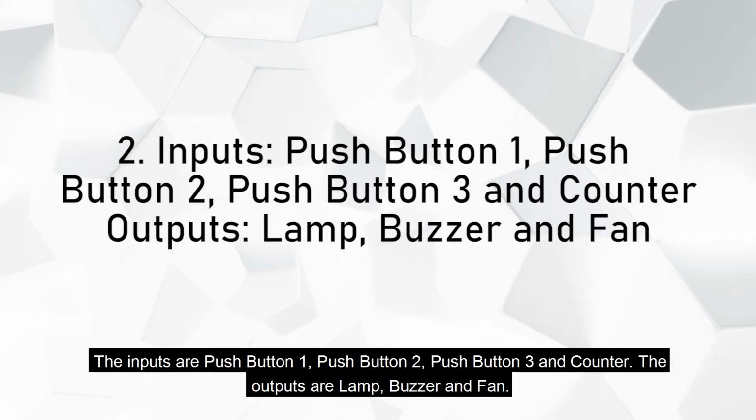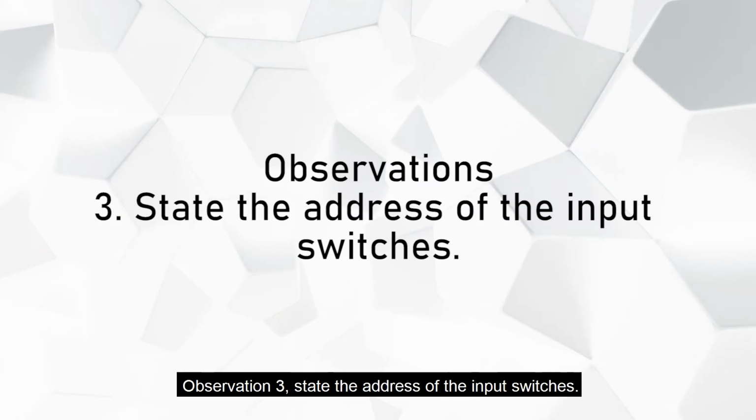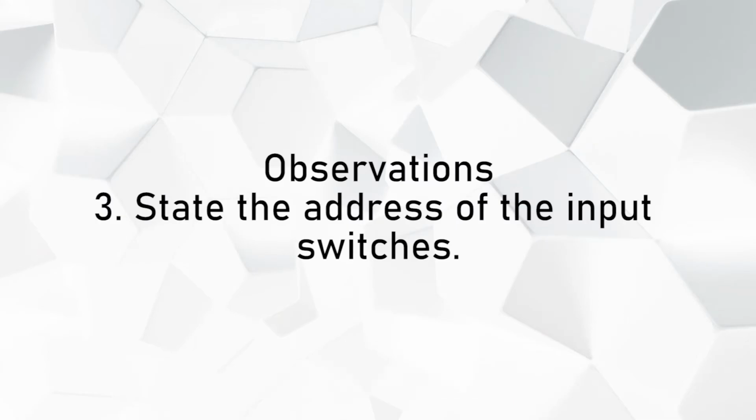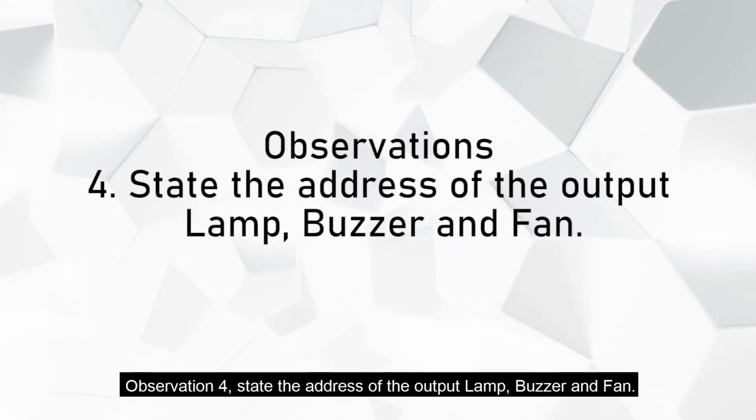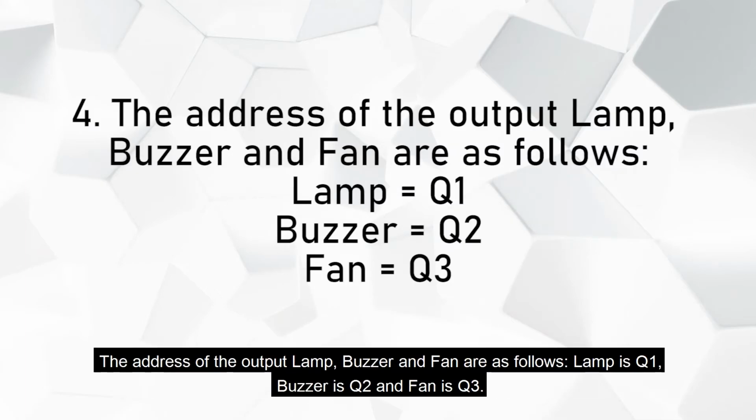The inputs are push button 1, push button 2, push button 3, and counter. The outputs are lamp, buzzer, and fan. Observation 3. State the address of the input switches. The address of the input switches are as follows: PB1, PB2, PB3, and counter. Observation 4. State the address of the output lamp, buzzer, and fan. The address of the output lamp, buzzer, and fan are as follows: lamp is Q1, buzzer is Q2, fan is Q3.